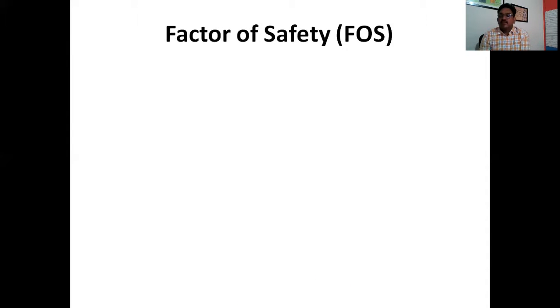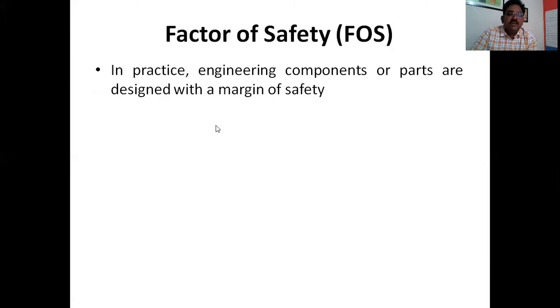So now we'll try to understand the concept of factor of safety. What do you mean by factor of safety? In practice, engineering components or parts are designed with a margin of safety. I would like to tell one example here. Generally a bike or a bus or a car is designed for a limited capacity. For example, a bus is for 40, 50 or 60 members at the most, a bike is for 2 members, or a car is for 4 or 5 members.